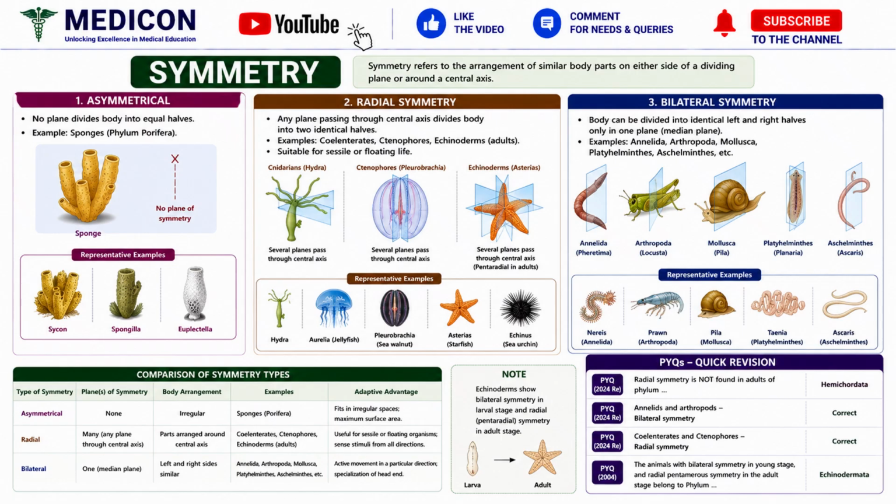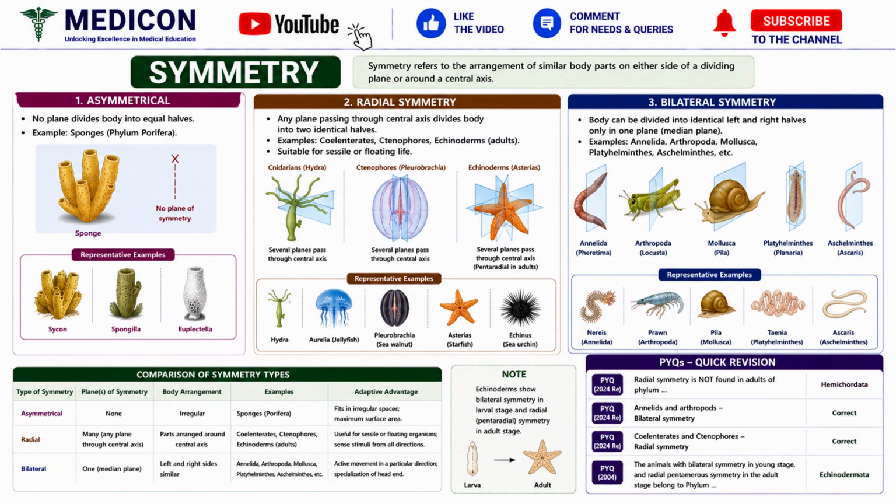Comparison between one and another, let's see what happens here. In asymmetry, there is no plane, the body arrangement is irregular, and the example is sponges or Porifera. The adaptive advantage is that it fits in irregular spaces with maximum surface area. For radial symmetry, there are many planes through the central axis, with parts arranged around the central axis. Coelenterates, ctenophores, and echinoderms (adults) are the examples of radial symmetry, useful for sessile or floating organisms, sensing stimuli from all directions.